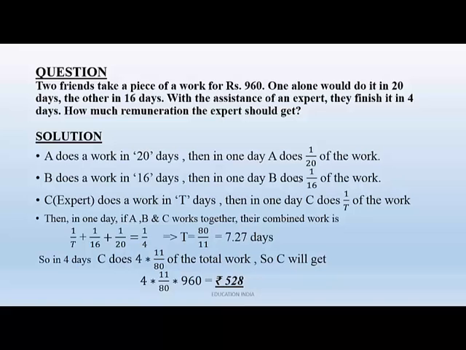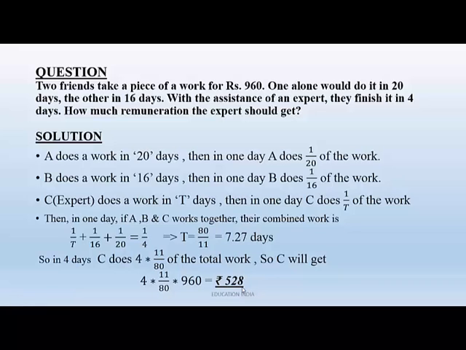C does the work for 4 days. So that's 4 into 11 upon 80. And the total amount assigned is 960. So 4 into 11 upon 80 is the share of C out of the total amount. So 4 into 11 upon 80 into 960. So this is the amount, 528. This amount should be assigned to C. Similarly, there is a task for you guys to calculate the remuneration for A and B also.